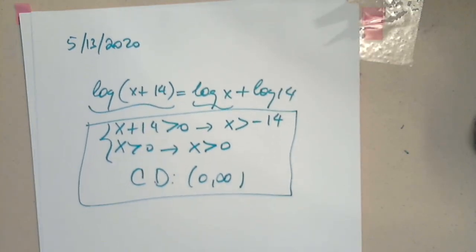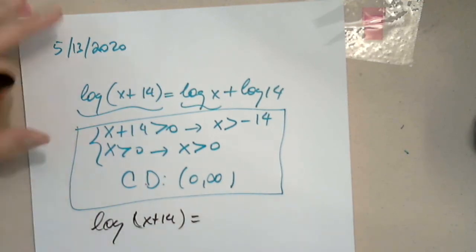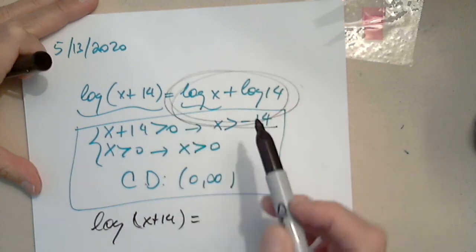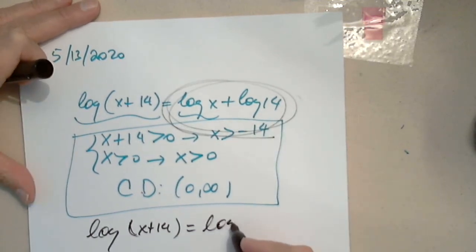Okay, that's clear. So the left-hand side is the left-hand side, and the right-hand side has to be condensed. How do I condense the right-hand side? Since it's a sum of two logs, all I have to do is multiply.